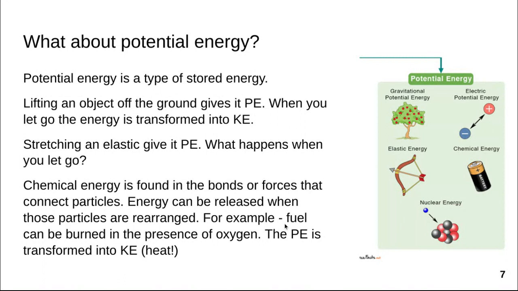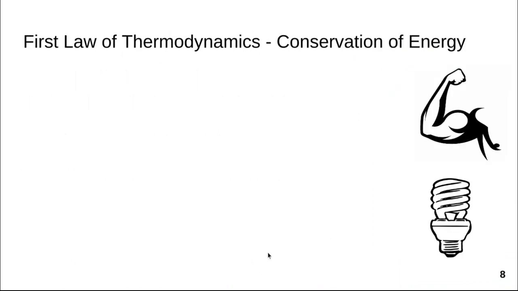Fuel or food is a good example of stored chemical energy. When fuel is burned in the presence of oxygen, that stored potential energy can be transformed into heat, which we now know is a type of kinetic energy. So when we think about energy, we don't want to think about energy being created or destroyed. We want to think about energy being transformed between these different types that I've described.